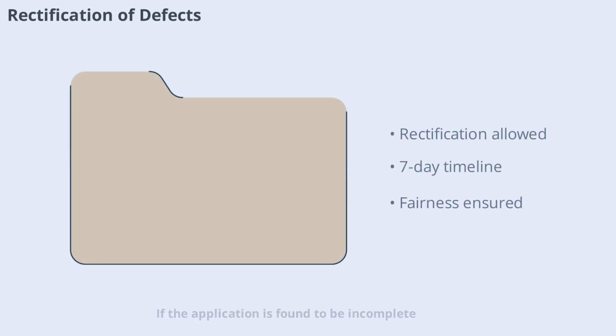If the application is found to be incomplete, the applicant is given notice to rectify defects within 7 days. This provision allows applicants to correct errors and ensures that procedural requirements are met. The rectification process is important for maintaining fairness and preventing unnecessary rejection of genuine applications.